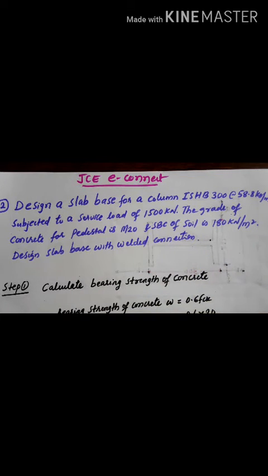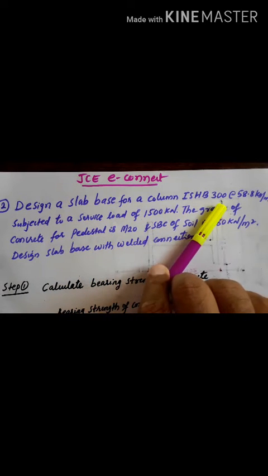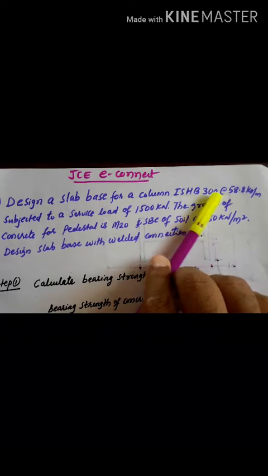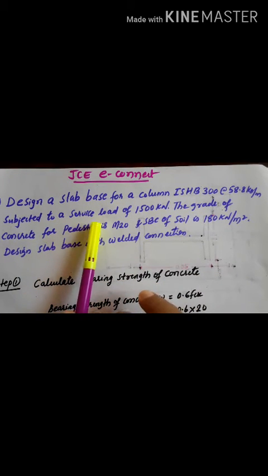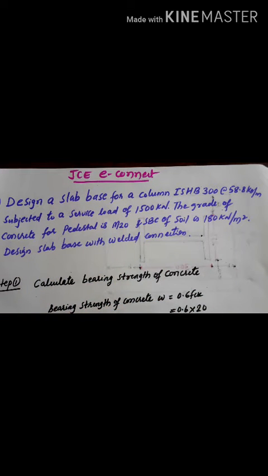a complete design problem. Here the design problem is given as: design a slab base for a column ISHB 300 at 58.8 kg per meter subjected to a service load of 1500 kilonewton. The grade of concrete for pedestal is M20 and SBC of soil is 180 kilonewton per meter square. Design a slab base with welded connection. So this is the design problem given. You have to follow the simple steps given earlier.